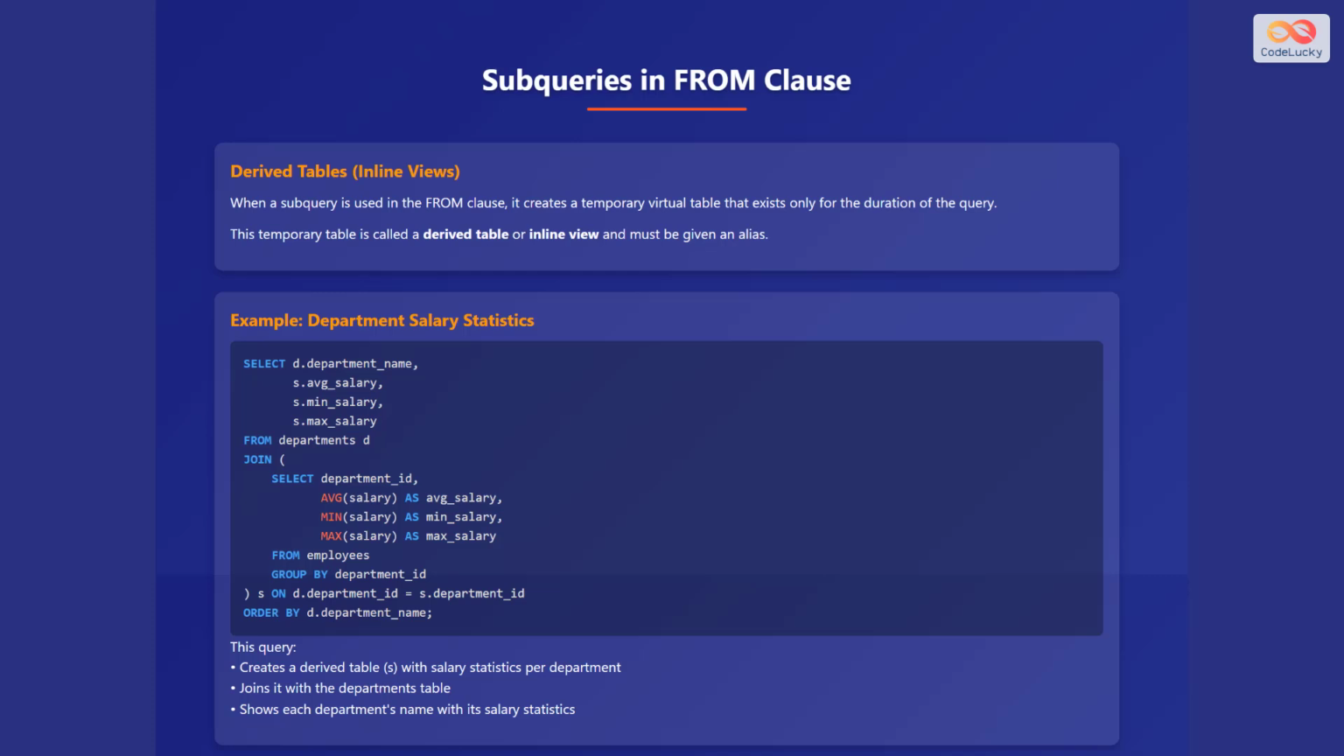This query selects the department name, average salary, minimum salary, and maximum salary from the departments table, joining the result of this subquery on the department ID. The subquery is selecting the department ID, the average salary as average salary, the minimum salary as minimum salary, and the maximum salary as maximum salary from the employees table, grouped by department ID and ordered by the department name. This query creates a derived table with salary statistics per department, joins it with the departments table, and shows each department's name with its salary statistics.